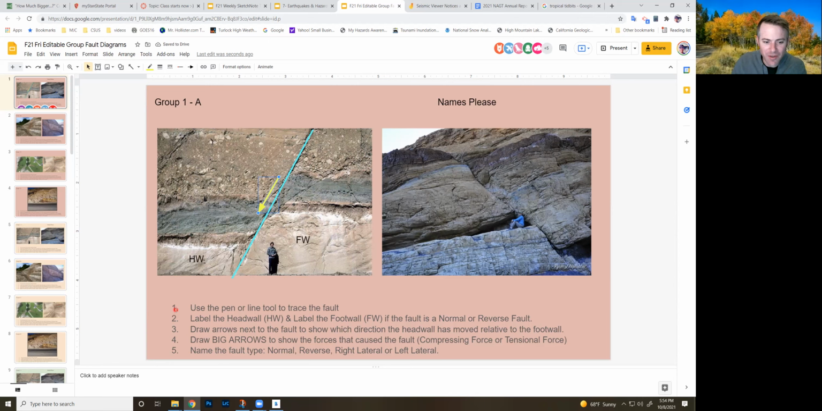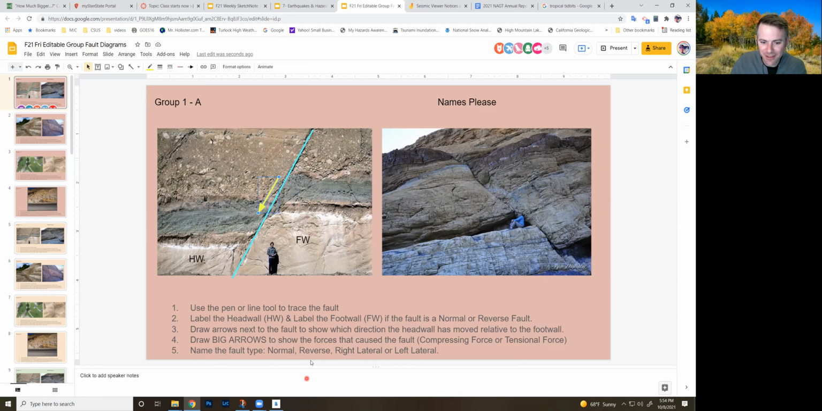So if the head wall has moved down, that will help us figure out whether it's a normal, a reverse, or a right or left lateral earthquake fault, right? So remember, the head wall moves down. What does that make it? You'll have to think about it and talk about it in your group, okay? So head wall moves down.